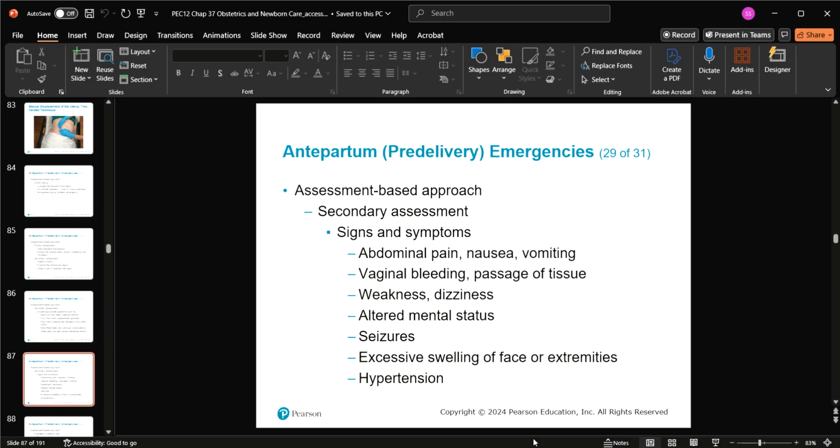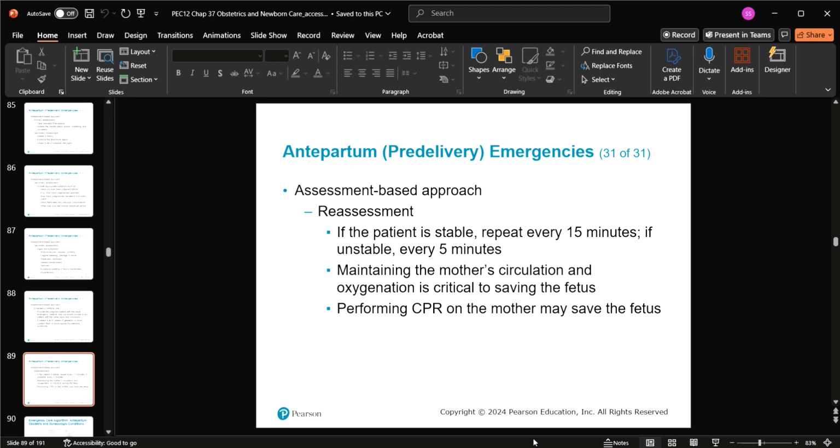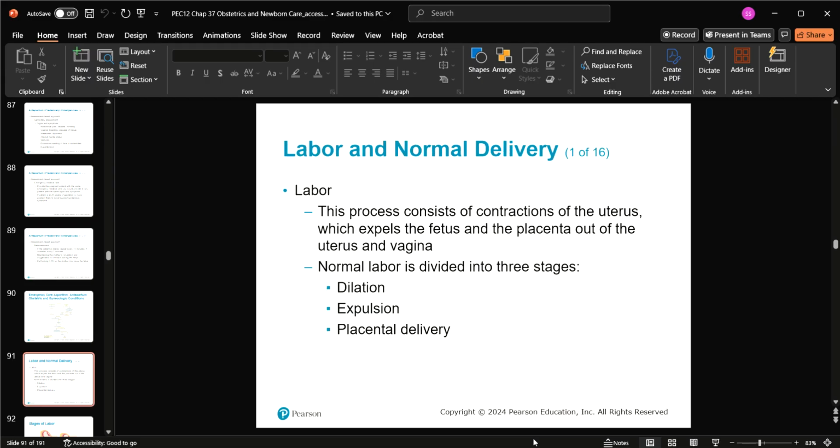All right, pre-delivery, some other things we may see here: abdominal pain, vaginal bleeding, weakness, altered mental status, seizures. We talked about that earlier. They're eclamptic. Hypertension. If the patient is 20 weeks or more, avoid positioning them supine. We just talked about this. We may have to place them on their left side. If we have to perform CPR, performing CPR on the mother may also save the child, because ideally we want to keep both patients alive.